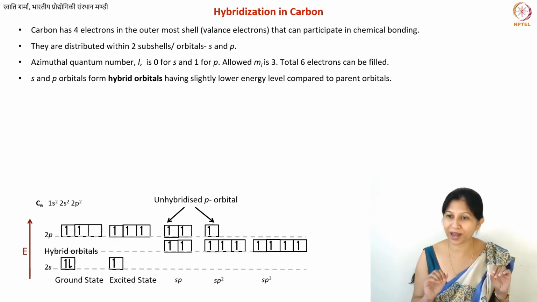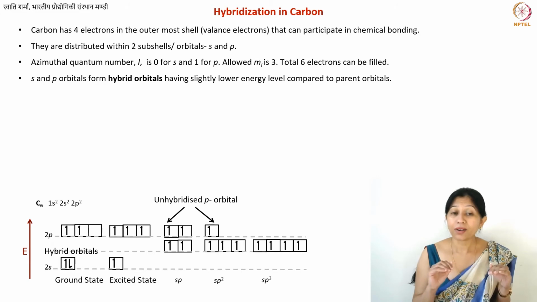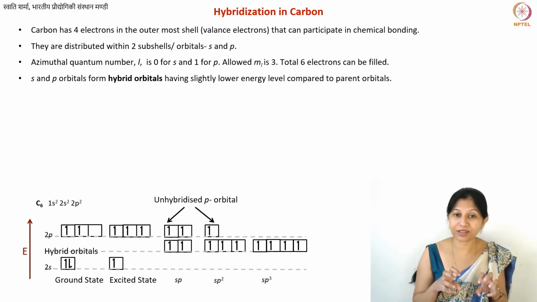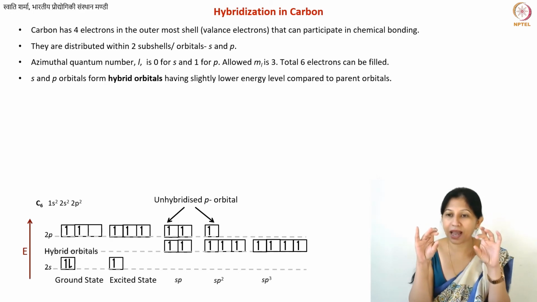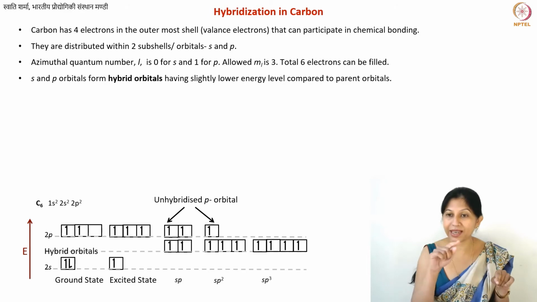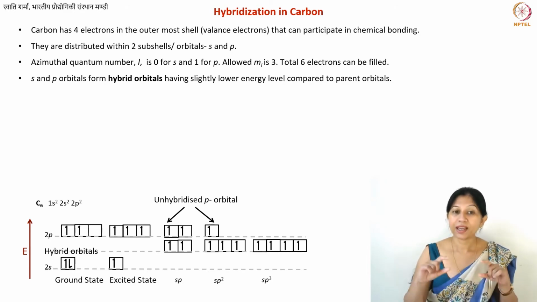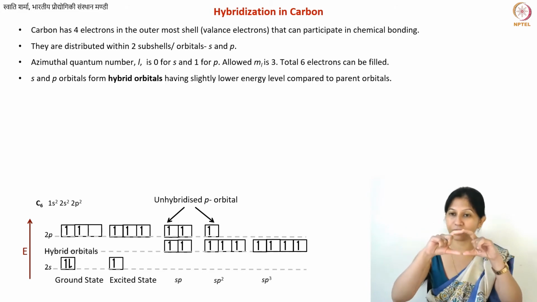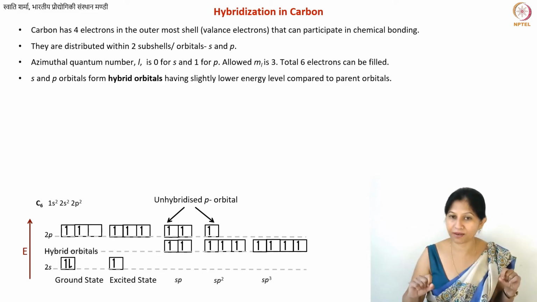Now what happens during hybridization? These 4 unpaired electrons, the orbitals with 4 unpaired electrons, form a certain hybrid energy level, which is the hybrid orbital you can see in the middle. In the case of sp, you have one s and one p orbital which go into this hybrid energy level.